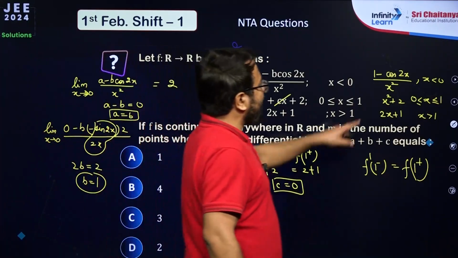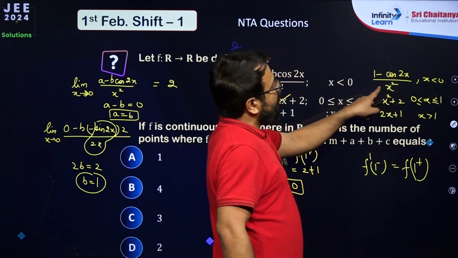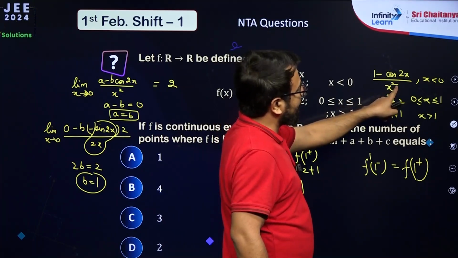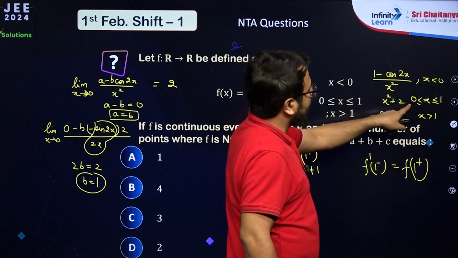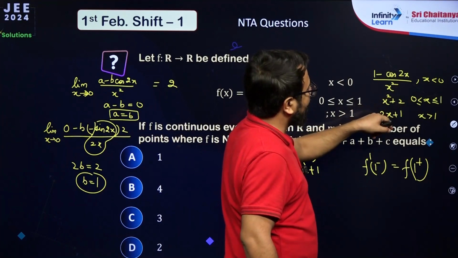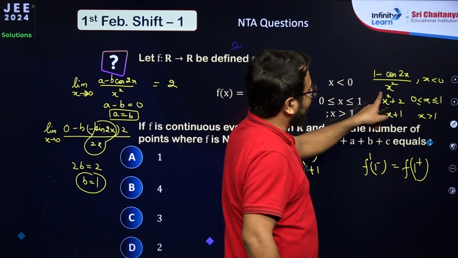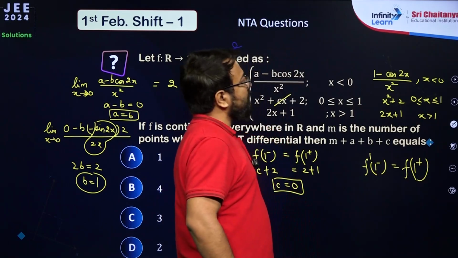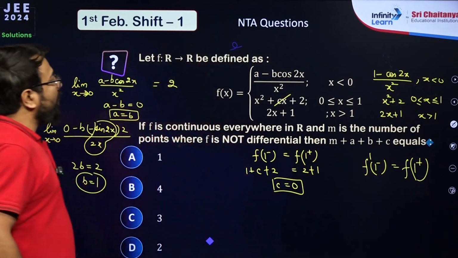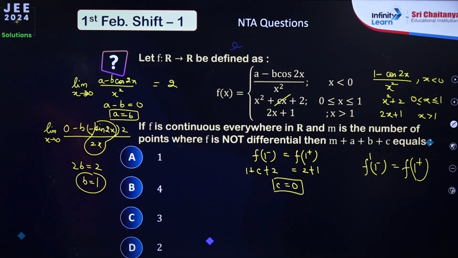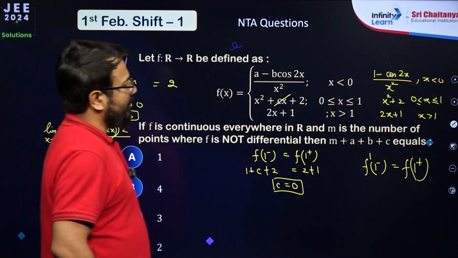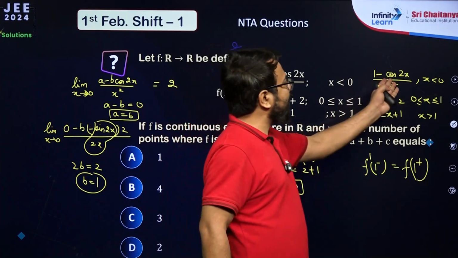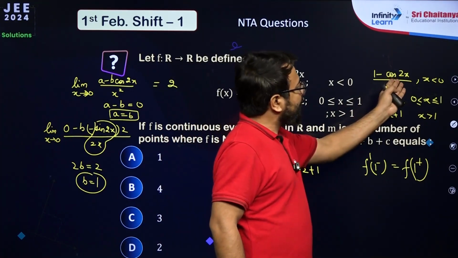Here also, if I try to get the answer to this problem, at x equals 0, limit x tending towards 0, if I put in 0, I'll be able to get the result as 0 over here. And here 1 minus cos 2x over x square is being obtained. So we can find the differentiation. If I find the differentiation over here, I'll be able to get the result.